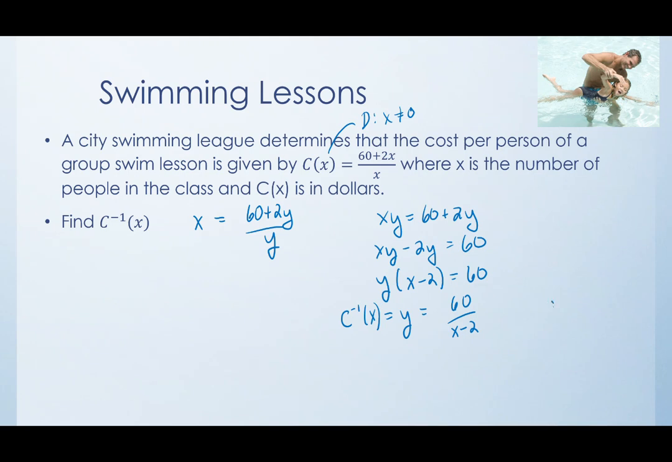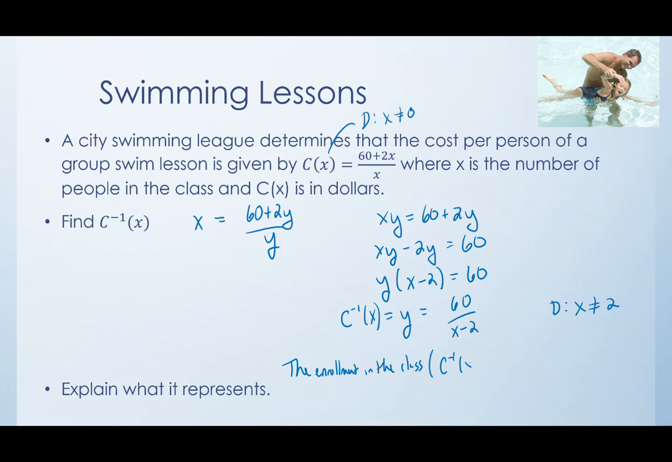And for this one, we can note that for the domain, we can't have x equal to 2, because that would cause a divide by 0 error. So what is this function representing? This is going to give us the enrollment in the class, which will be c inverse of x, as a function of the cost.